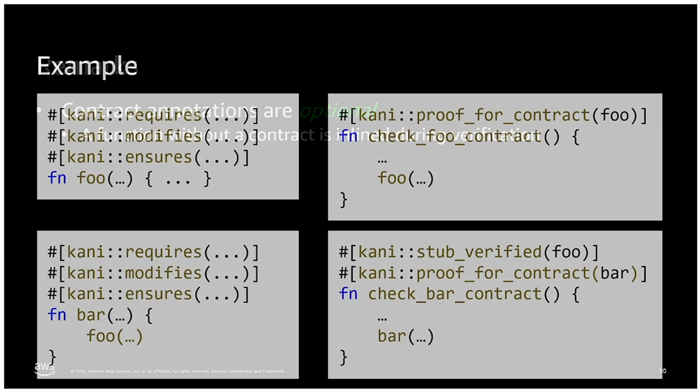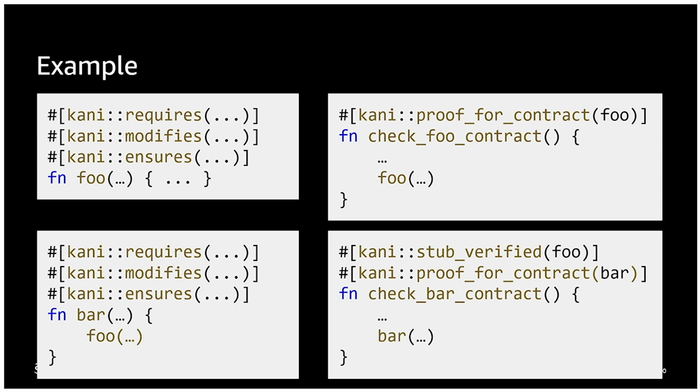And again, if there is no contract for foo, in this case, Kani is going to complain and say, hey, you say stub verified, but there is no contract that verifies foo in your module. And so it's going to point this out to prevent people from shooting themselves in the foot and relying on something that might not be proven.